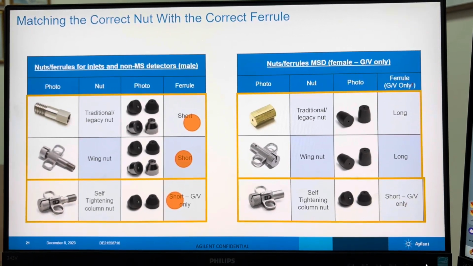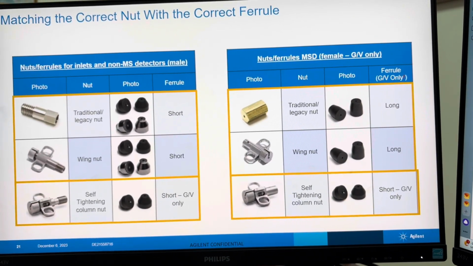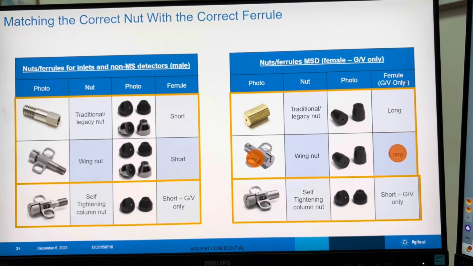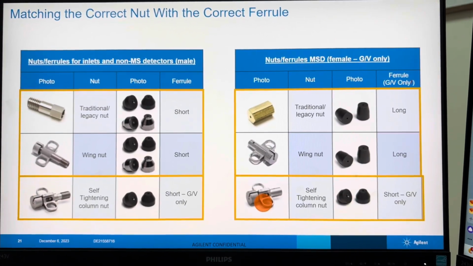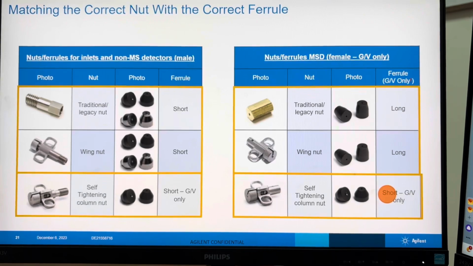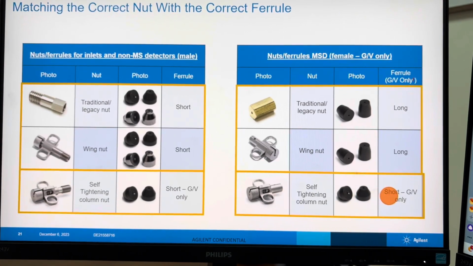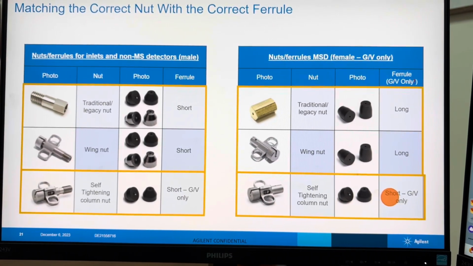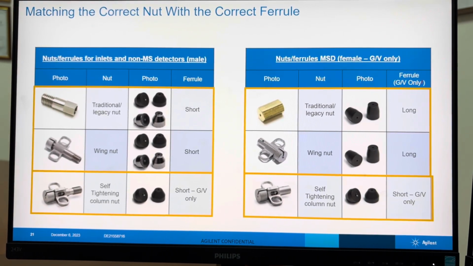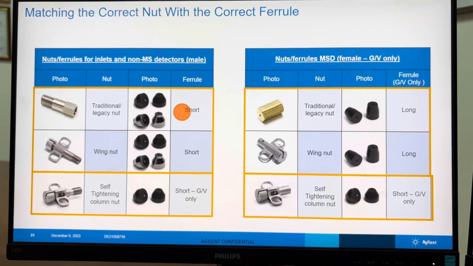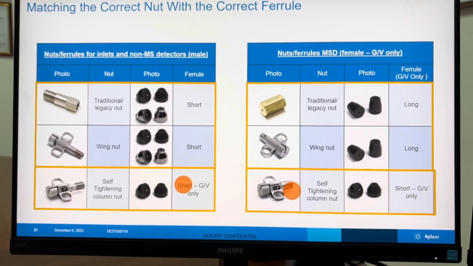For the wing nut, long ferrule, like a regular long ferrule; if it is a self-tightening nut, we need to use only a short ferrule, not the long ferrule. Self-tightening nut for an MS detector, we need to use a short ferrule. So it will be a ready reference for you: what kind of nut you are using, what kind of ferrule we need to use for that particular thing. Most of the time we use short ferrules for the inlet side, all the inlets, and for the detector side, only for the MS, if we are using a self-tightening nut, we need to use short again. Otherwise, if it is a big nut, long ferrule only.